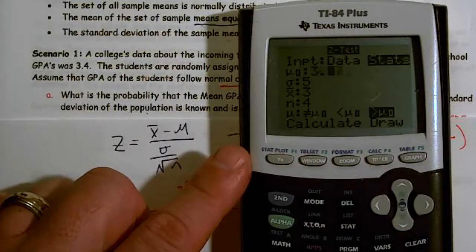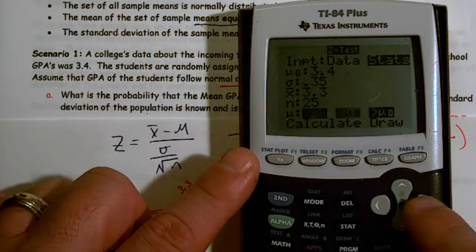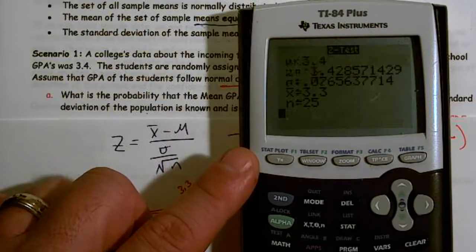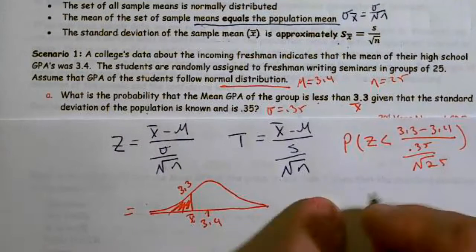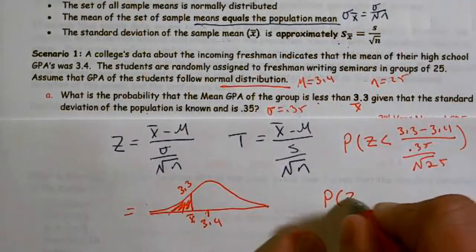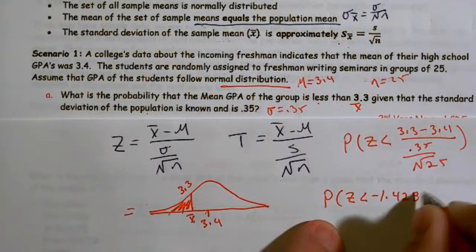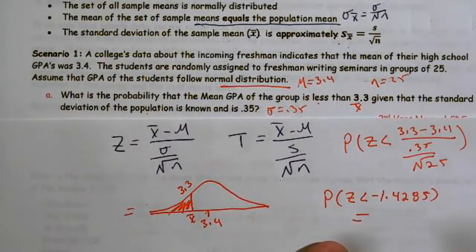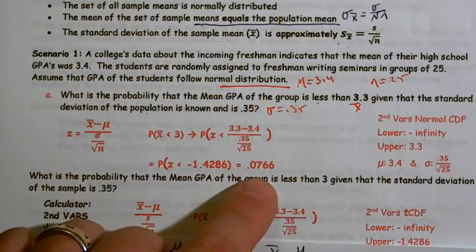Our mean was 3.4, not 3.5, 3.4. Our standard deviation was 0.35. Our X bar was 3.3, and our N happened to be 25. And we go calculate, and we end up getting a Z score of negative 1.4. And remember, it's very important that we write down our Z score. So the probability that Z is less than negative 1.4285 equals 0.0765. So about a 7.65% chance of that happening, okay?